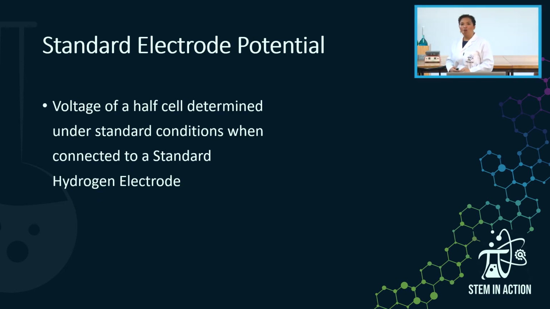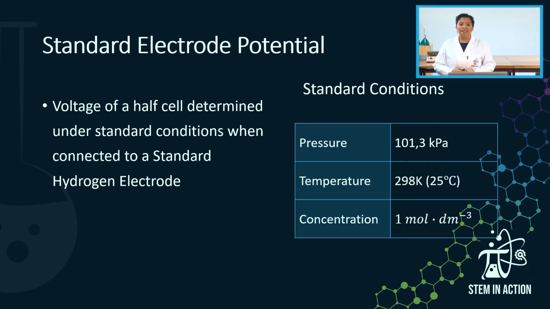Another concept or idea that we really have to cover in galvanic cells is standard electrode potential. This is the voltage of a half cell, which is determined under standard conditions when connected to a standard hydrogen electrode, SHE. The standard conditions are given as pressure being 101.3 kilopascals, temperature 298 Kelvin or 25 degrees Celsius, and the concentration of the reactants and products are 1 mole per decimeter cubed.